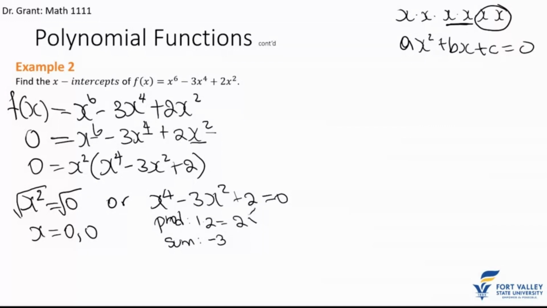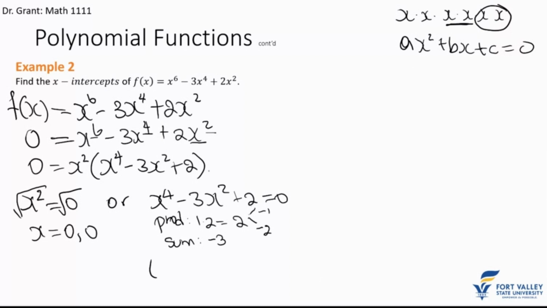You could possibly pause the video and try to figure it out, but this should be -2 and -1. Because if I do -2 times -1, I'll get +2. And if I add them, I'll get -3. So recall what we would do is we would now do our parentheses and do, what do you call it?